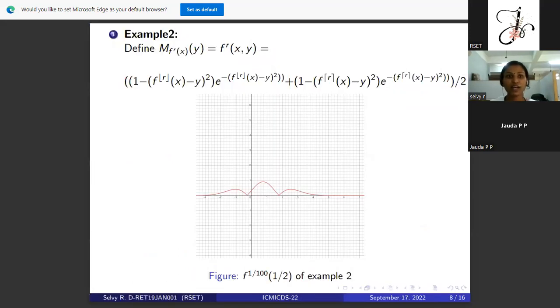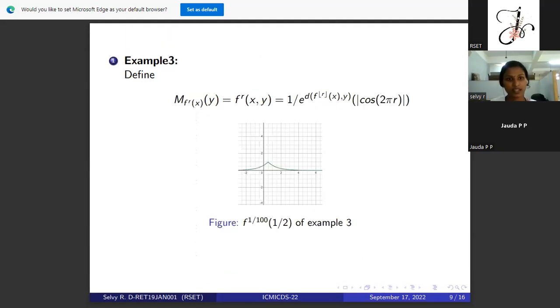Define the membership value of y on the set F^r of x by (1 − f^⌊r⌋(x,y) − y)² · e^(−(f^⌊r⌋(x) − y)²) + (1 − f^⌈r⌉(x) − y)² · e^(−(f^⌈r⌉(x) − y)²), the whole divided by 2. Then the graph of f^(1/100) of 1/2 is this.